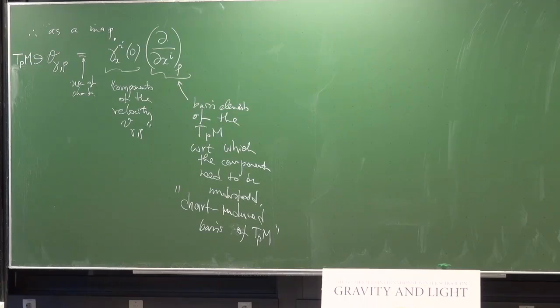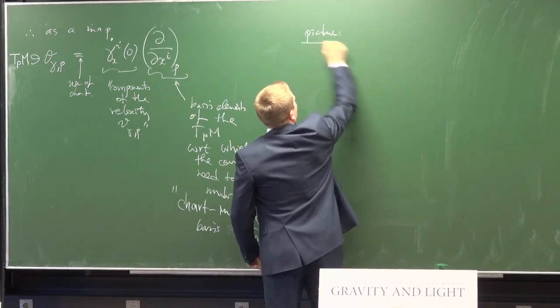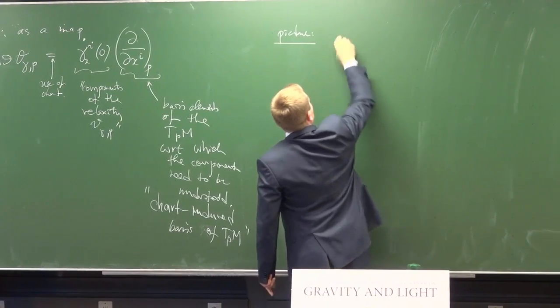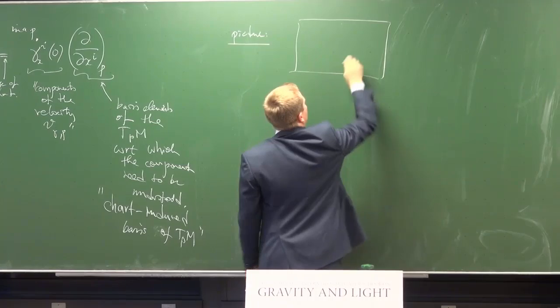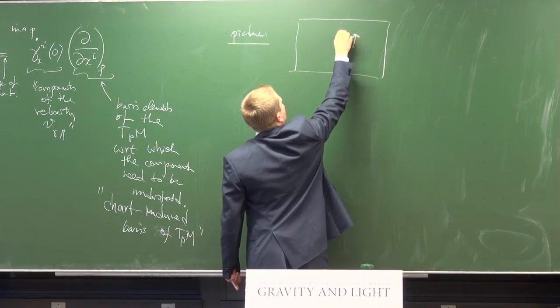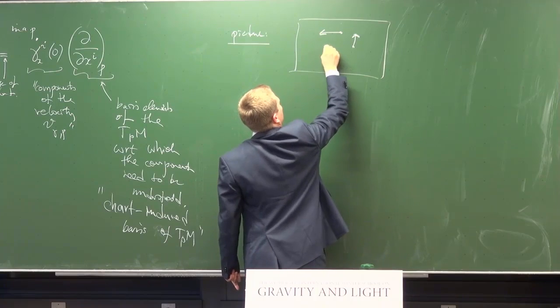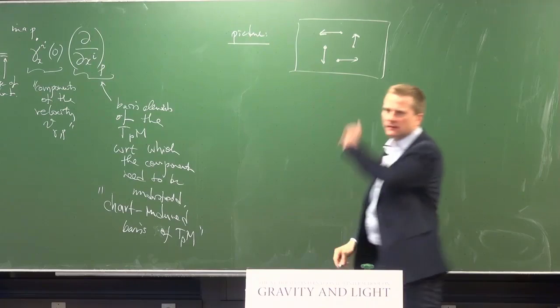now for pictures. Picture. In the real world, which might just look like this, you may have a vector here that looks like this. You may, in another tangent space, have a vector like this, another like this, and another like this, and so on. Okay, a field like that.